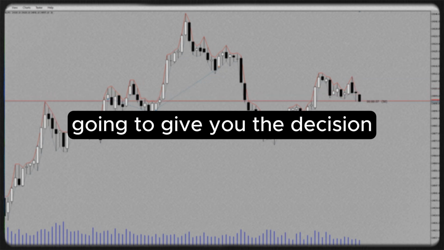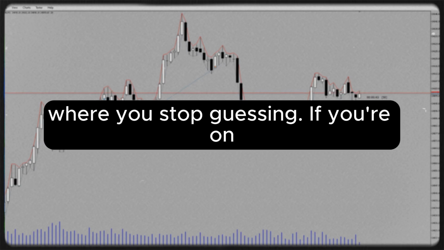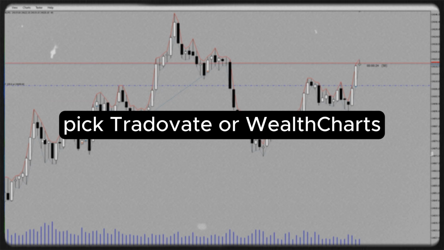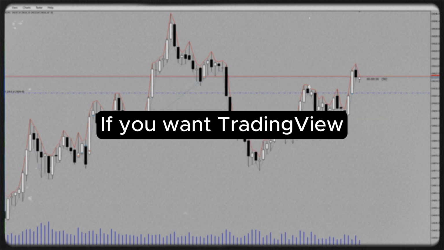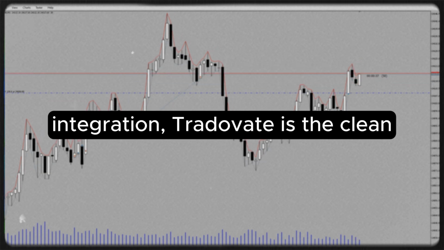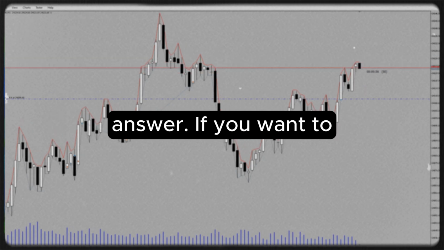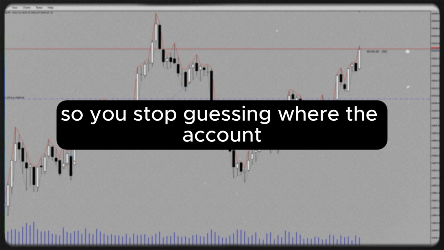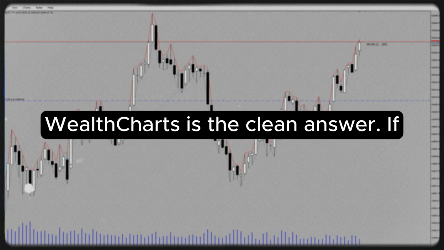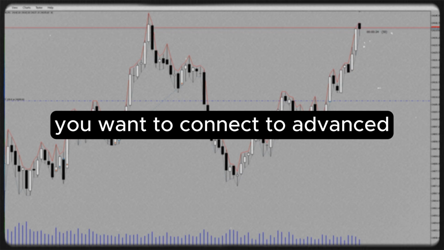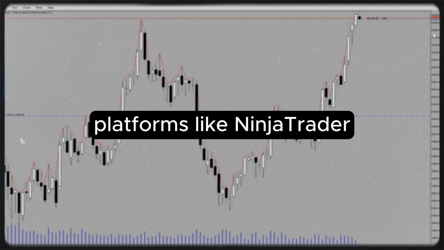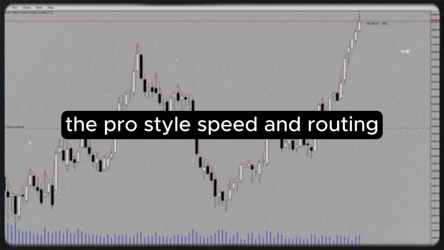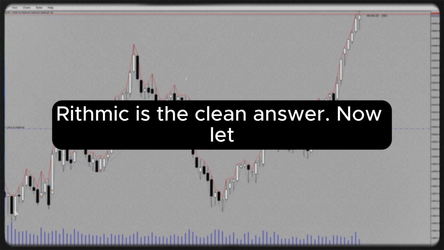Now I'm going to give you the decision framework. This is the part where you stop guessing. If you're on Mac and you want the easiest start, pick Tradovate or WealthCharts. If you want TradingView integration, Tradovate is the clean answer. If you want a built-in liquidation line on your chart, so you stop guessing where the account dies, WealthCharts is the clean answer. If you want to connect to advanced platforms like NinjaTrader, Quantower, Sierra Chart, and you want the pro-style speed and routing, Rhythmic is the clean answer.